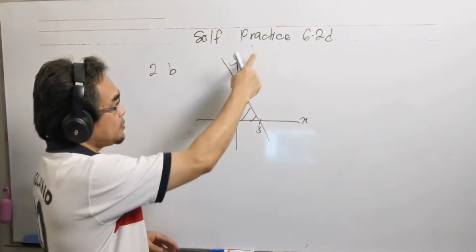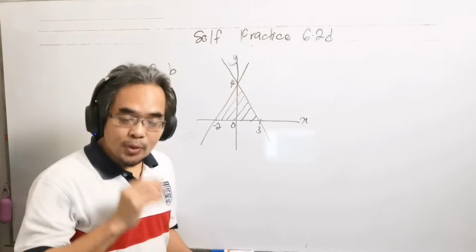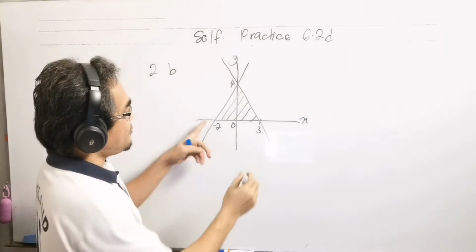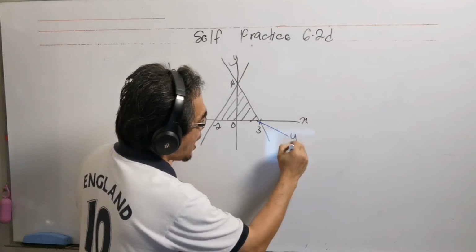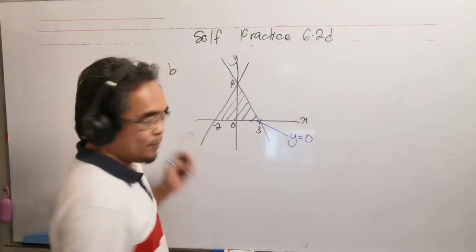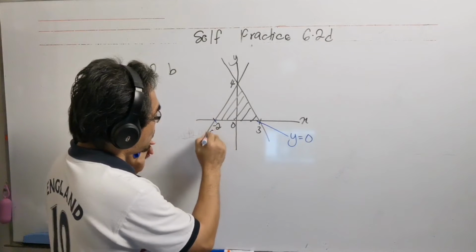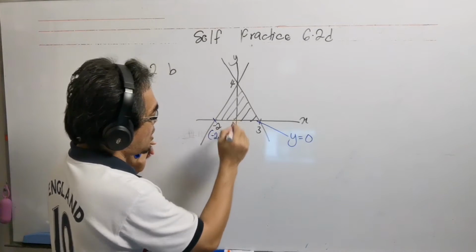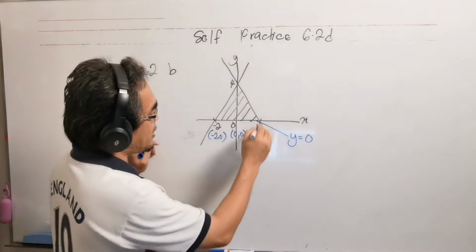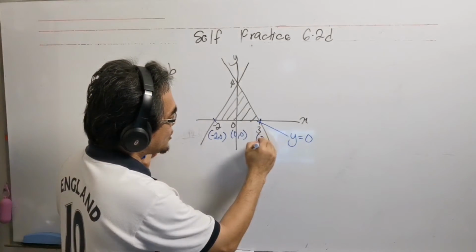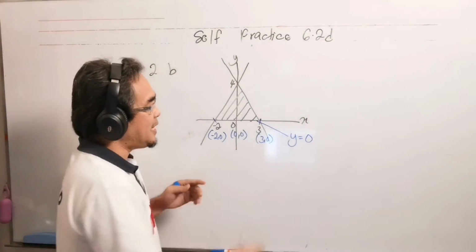Okay, so 1, 2, and 3. You have to create the three equations. The first one is this line. So this line will be y equals 0, because the coordinate here is -2, 0. The coordinate here is 0, 0. And the coordinate here is 3, 0. So the y is constantly 0.